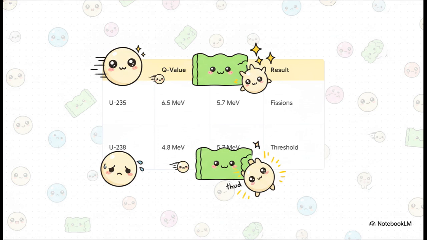But look at our fertile U-238. When it captures a neutron, it only generates an internal Q value of 4.8 MeV. That is less than the 5.7 MeV barrier. It falls completely short. Therefore, for U-238 to actually fission, the incoming neutron must bring in extra kinetic energy from the outside just to make up that difference. It absolutely requires a threshold energy to allow for above-barrier excitation. So we've got the theoretical math down, but we really need hard evidence to be certain.